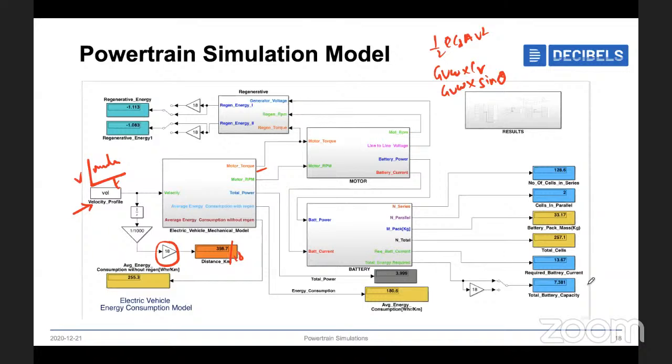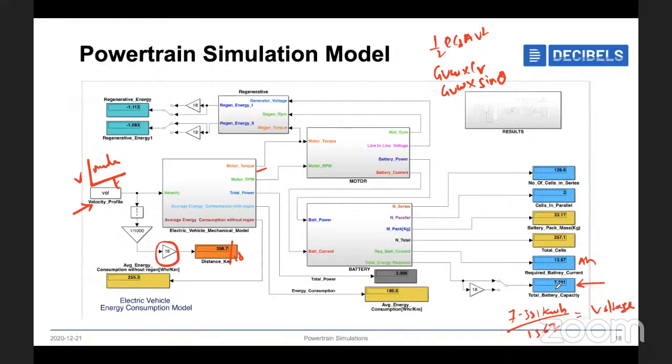If you look over here, I'm getting 7.38 kilowatt hours of energy, and the capacity is 13.67. So now we know the energy, 7.38 kilowatt hours, and we know the capacity, which is the amp hours. If you divide these two, you'll get the voltage of the battery pack.